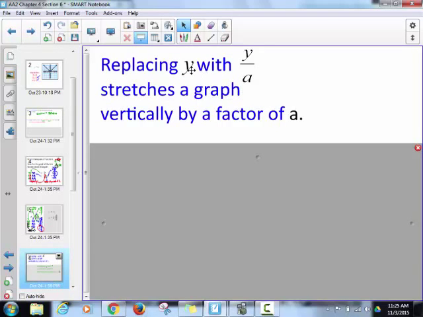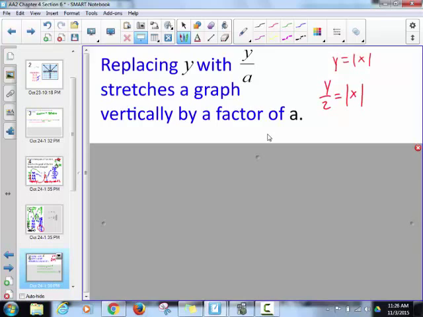So if we replace y with y divided by a, or basically we just divide the y by a, it stretches our graph vertically by a factor of a, or a scale of a, we could say. So we looked at that first one, right? We had y equals absolute value of x, and if I divided the y by 2, it stretched it by a scale of 2. Which means all that happened is we take a point from our parent function, like 1, 1, and what do we do to the y? We multiply it by 2. So that would become 1, 2 on our new graph right there.